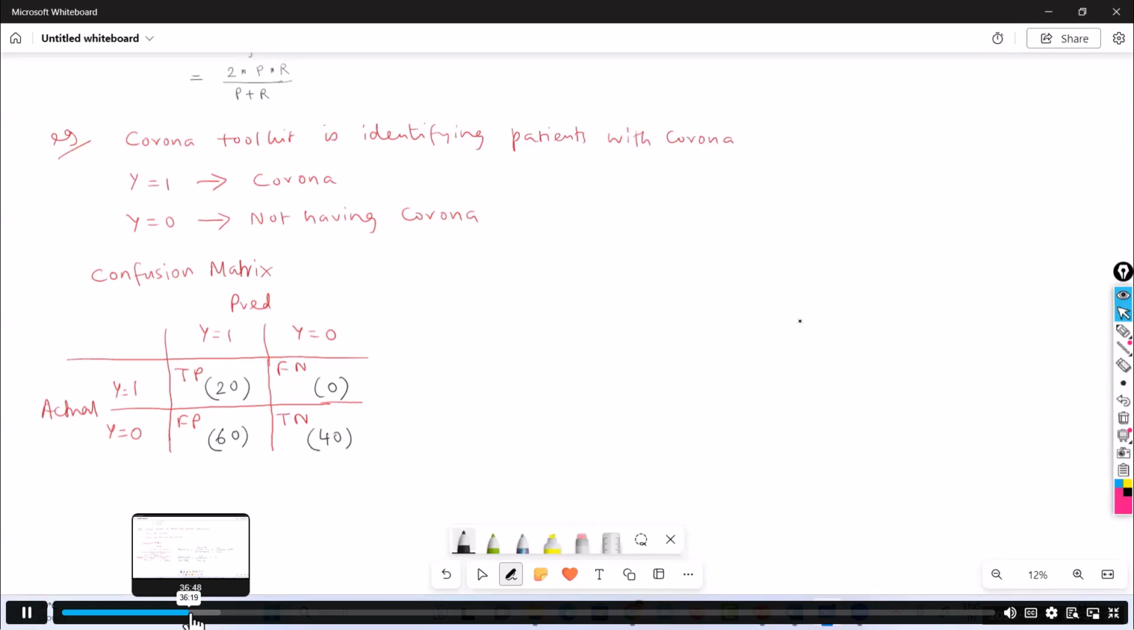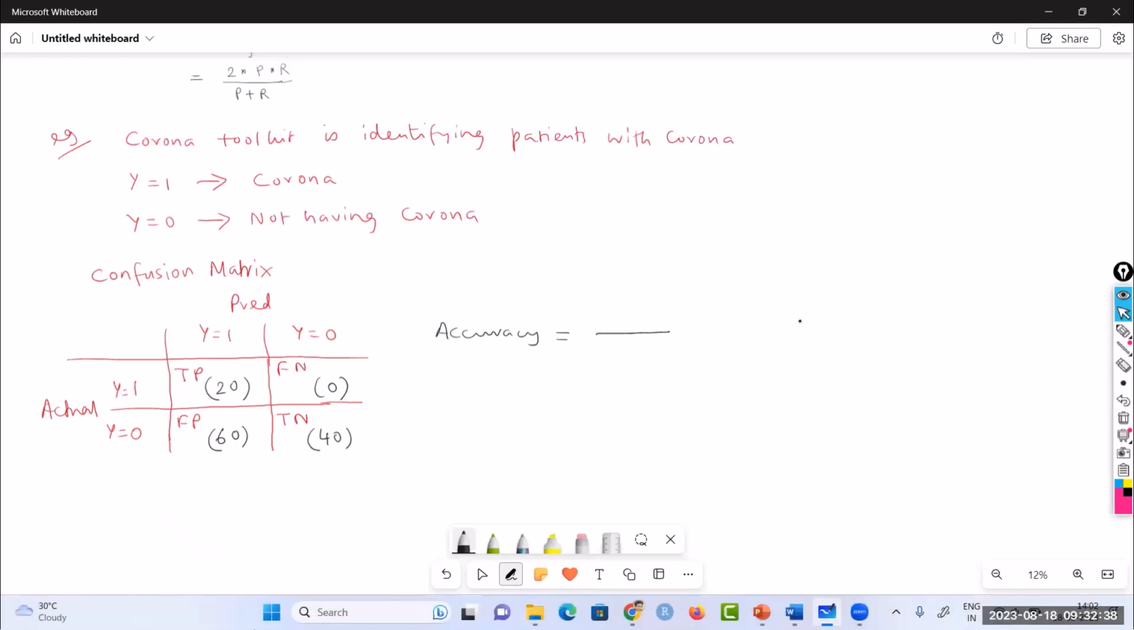Now when I'm computing this accuracy, accuracy means I'll take the summation of all this. So 20 plus 40 plus 60, plus 0 also I'll just write here. And in the numerator, I have true positive and true negative. So 20 plus 40. So it's 50%. So 50%, that means 0.5, accuracy.